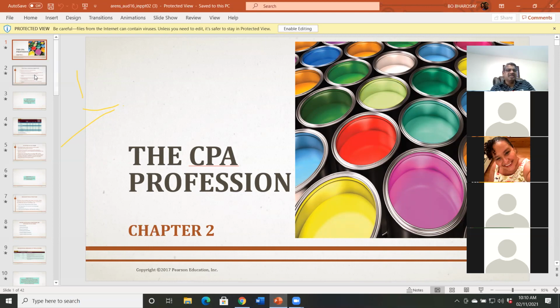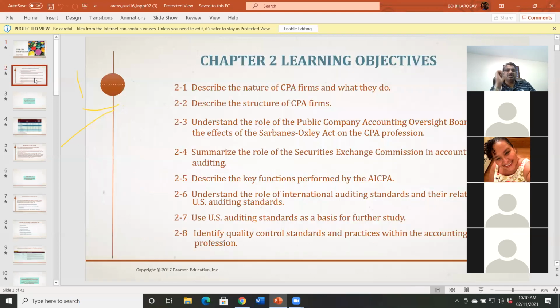Now, the CPA profession, what are some of the things we're going to talk about? We're going to describe the nature of CPA firms, and we're going to talk about what they do. As accountants aspiring to become CPAs, we all should have an interest in that.